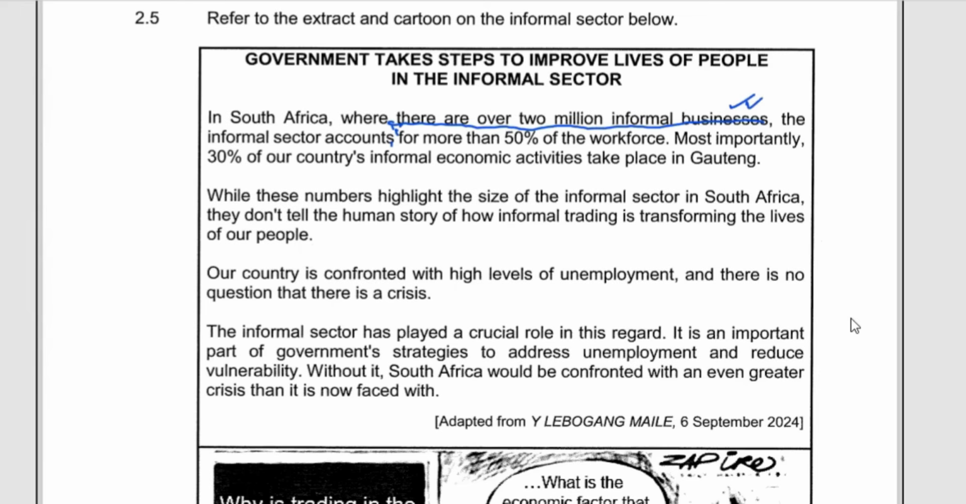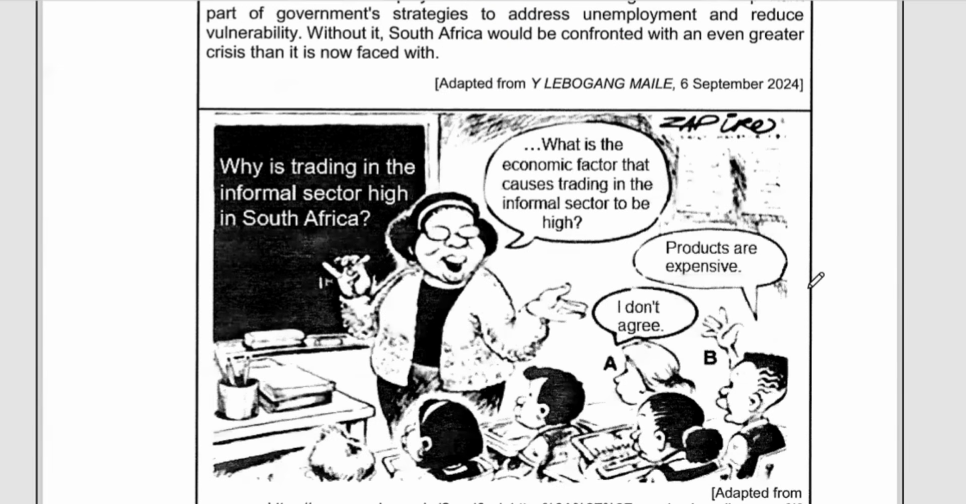Why does student A disagree with student B on why trading in the informal sector is high in South Africa? Why are they disagreeing? Right. It's saying, if you check, why is trading in the informal sector high in South Africa? And then the teacher is posing a question. What is the economic factor that causes trading in the informal sector to be high? And then learner A rather is saying products are expensive.